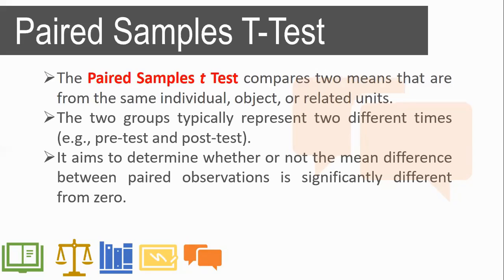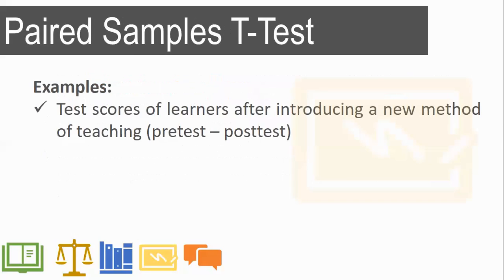from zero. So in paired samples t-test, we are comparing a continuous variable from a single population or a group of the same participants, which is measured before and after giving any treatments or interventions at a given period of time. That is, we are seeking for a sound evidence that the intervention we have is either effective or not effective. Examples: test scores of learners after introducing a new method of teaching, pre-test and post-test.